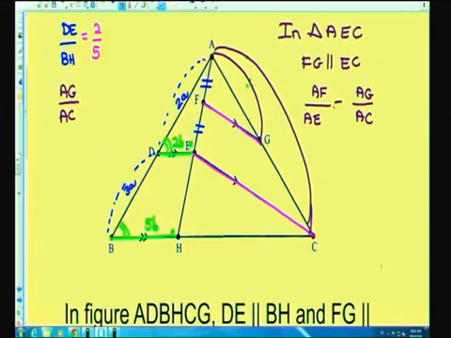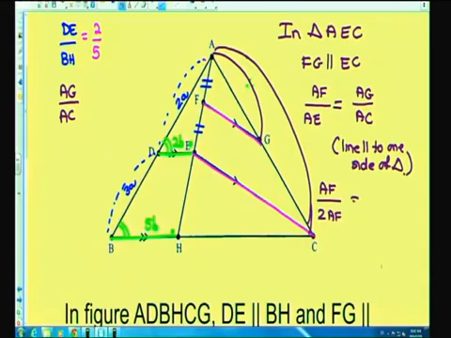Now those are equal, and the reason would be line parallel to one side of the triangle. Right, so once we're here now, it's just a matter of tidying up. We know that F is the midpoint. So do you agree with me? I could go AF, and instead of AE, I could say twice AF is equal to AG over AC.